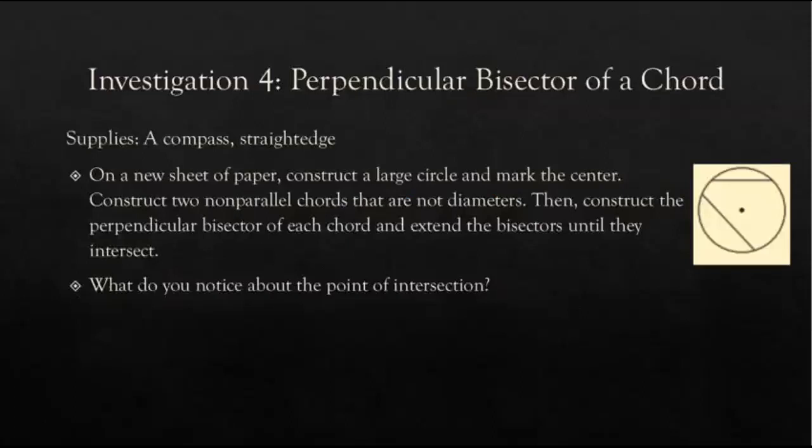Our last investigation is going to be about perpendicular bisectors of a chord. So we're going to construct a new circle. We're going to mark the center, and then we're going to make another set of two non-parallel chords that are not diameters. We're going to make the perpendicular bisector of each chord and extend them until they intersect. And then I think you'll be able to see, even from our last example, where that point of intersection is going to be.